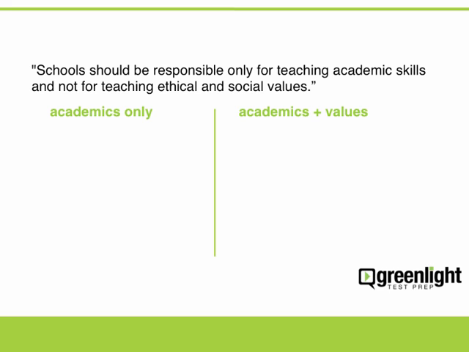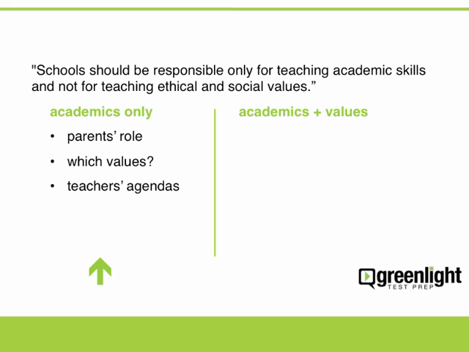Let's begin with the side that says schools should be responsible for teaching academic skills only. What are some points that support this side of the issue? Well, teaching values is something that many believe should be done by parents. Another point for teaching only academics is that it's not clear which values should be taught. There's also the problem of teachers having their own agendas when it comes to values they might wish to force on students. As well, one could argue that schools already have enough to teach without adding to the curriculum.